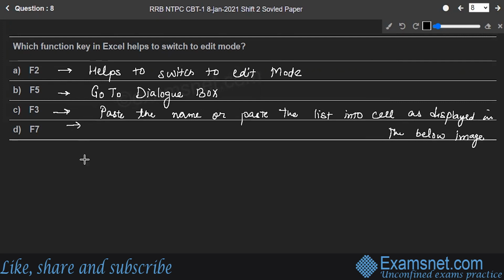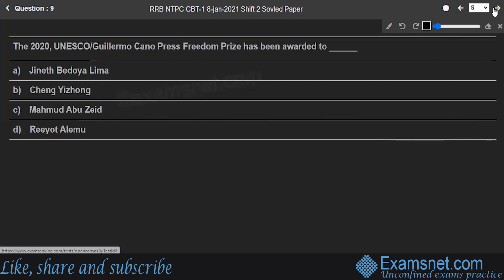Then is F7. It opens the spelling option in Excel, using which you can check the spellings of your workbook. So option A, F2 is the correct answer for the question. Hope you got that. Next is question number 9.